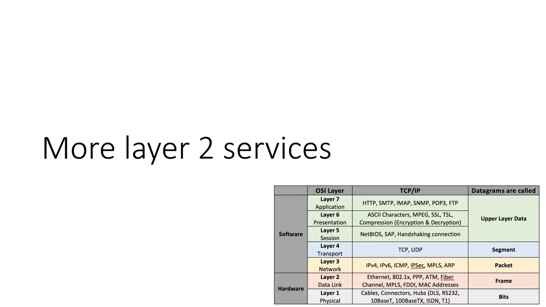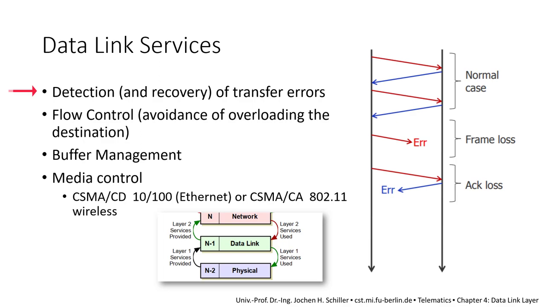Let's continue looking at layer 2 services. Remember, every protocol in layer 2 does not have all of these services. Another layer 2 service is detection and recovery of transfer errors. We also have the ability to do flow control, and that's avoiding the overloading of the destination host. Then we have buffer management. Whenever software programmers talk about buffers, think of memory. And then the last is media control.